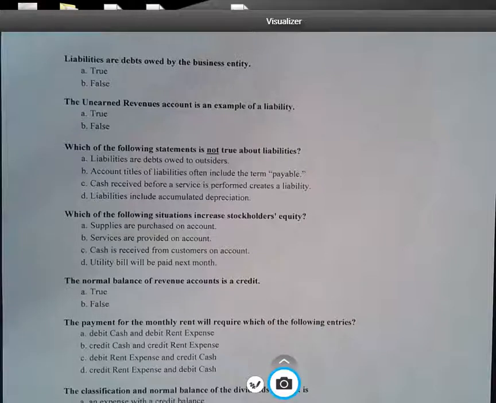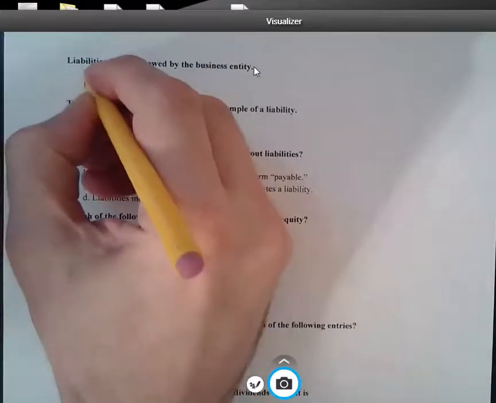Let's continue now with some other concepts from the chapter that we're studying. Basically what we're doing is we are analyzing regular business transactions, and we are trying to determine, when we have a business transaction, what parts of the income statement and or balance sheet are impacted. So our first couple questions are true-false. And it says here, liabilities are debts owed by the business. This is absolutely a true statement.